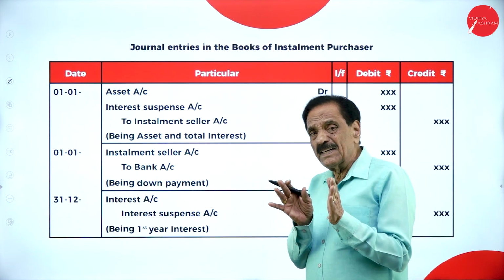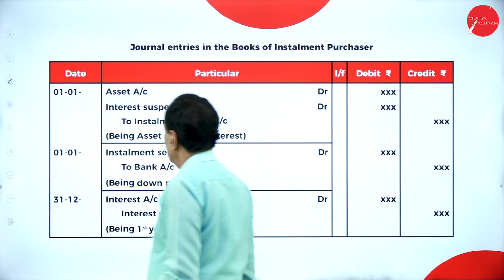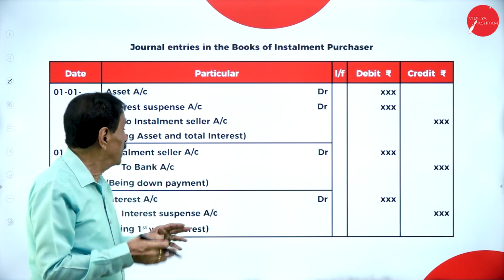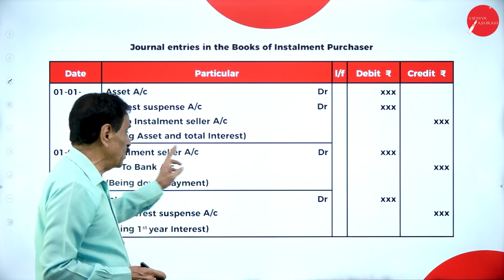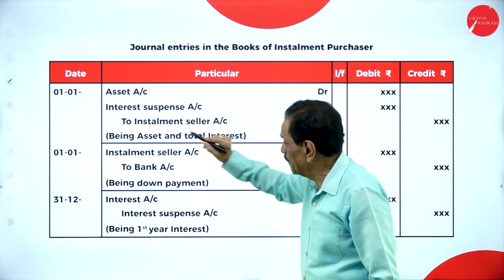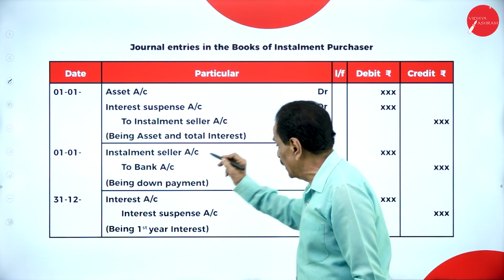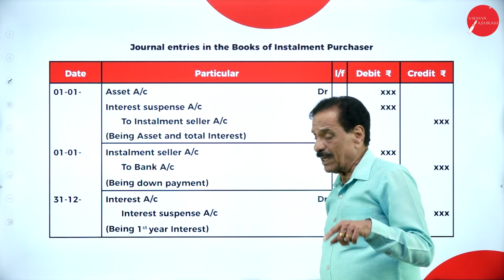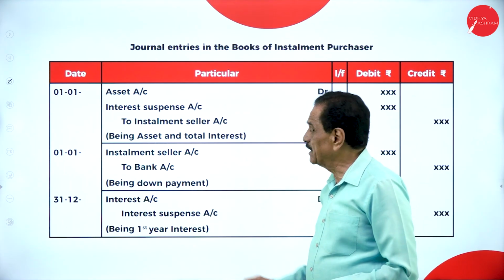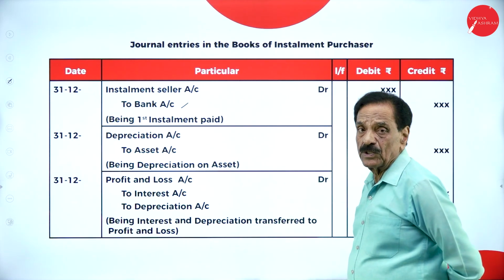Then, what are the entries to be passed in the books of the installment purchaser? On purchase: asset account debit, interest suspense account debit, to installment seller account, for the cash price of the asset plus total interest, totally payable. Then we pay the down payment: installment seller account debit to bank account. Then first year interest: transfer interest to interest suspense account, whatever the first year interest is. Then installment seller account debit to bank account, being the first installment paid.